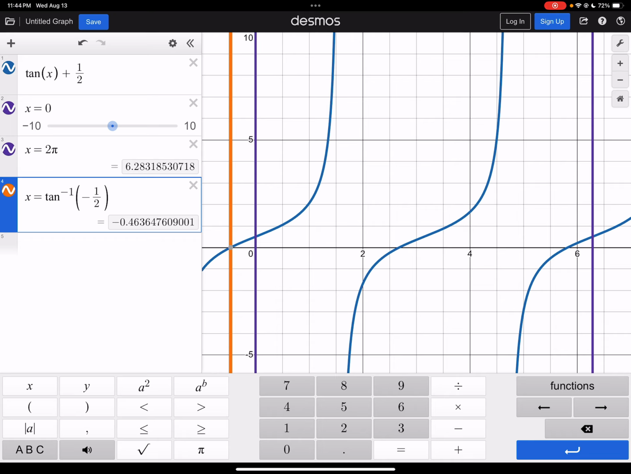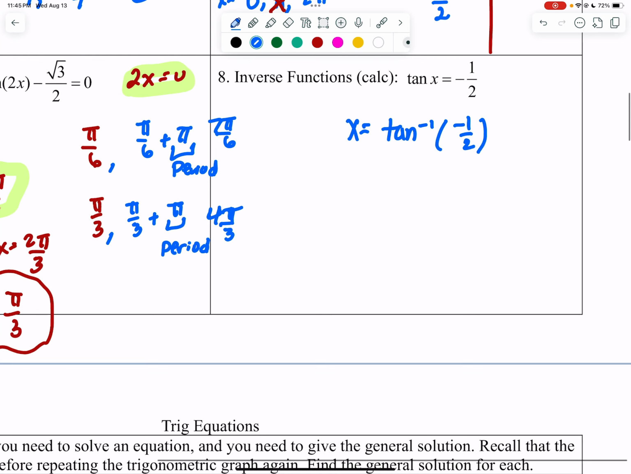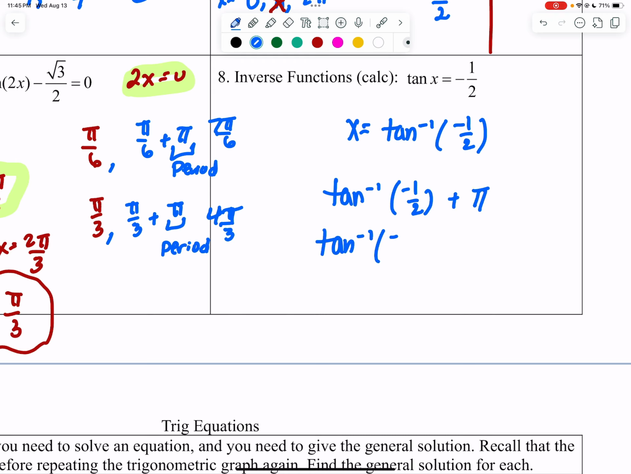So here's what's going to happen now. I'm going to get this right here. So inverse tangent of -1/2 plus pi. You could probably see that since my solution's from 0 to 2 pi, that we have another answer. So I'm going to add another pi, aka 2 pi. And we see that that also hits. So I'm going to have two solutions. I'm going to have inverse tangent of -1/2 plus pi, and then inverse tangent of -1/2 plus 2 pi as my answers.